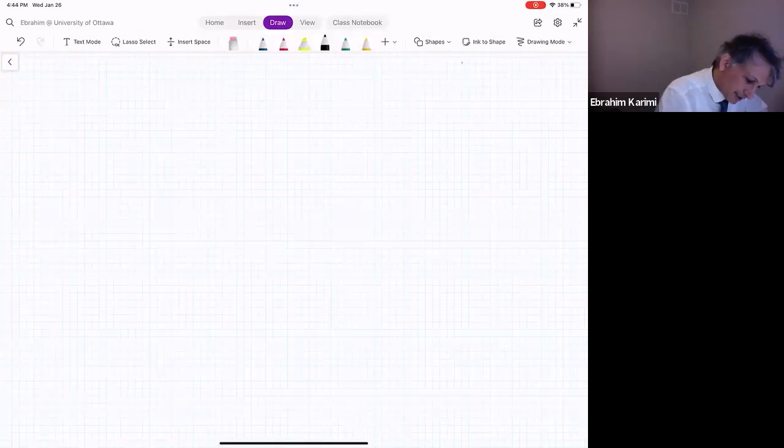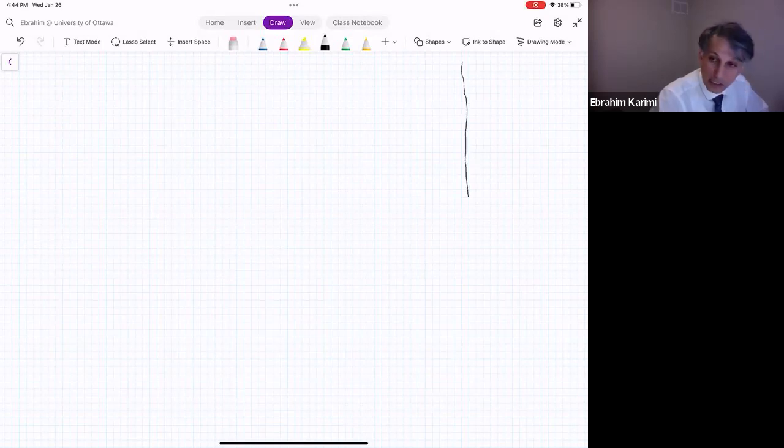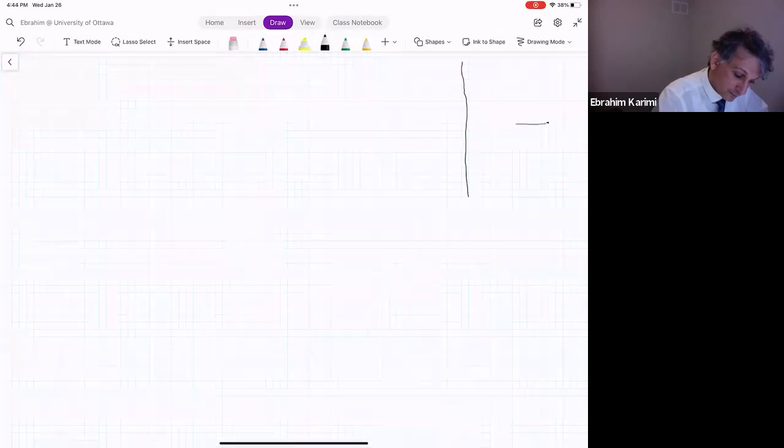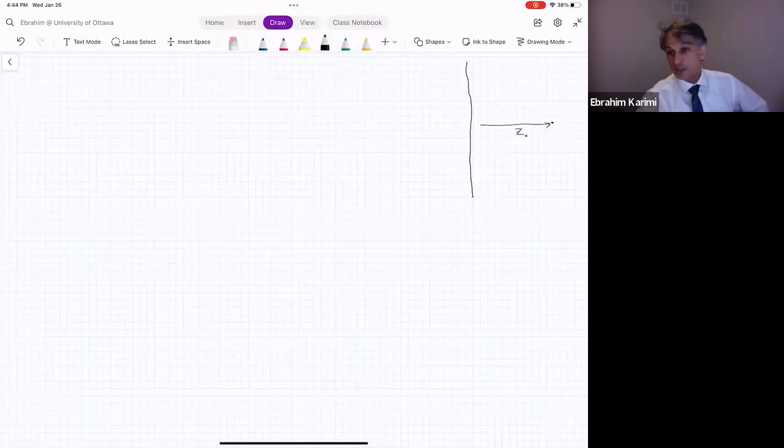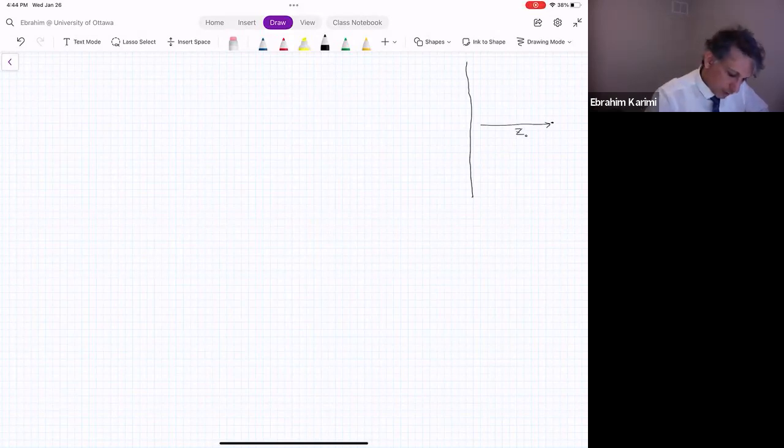Now this time I will give you a charge, okay, at a distance of Z0, but the plate is not kept at a potential 0. Now the potential at x, y, and z equal to 0 is equal to V0.